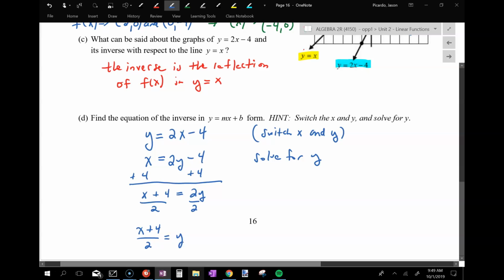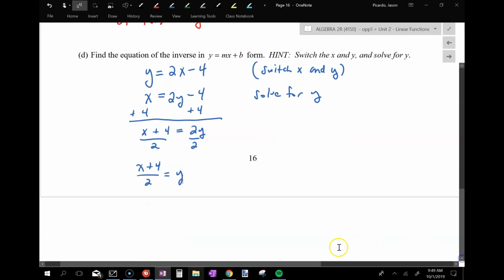Hey guys, real quickly, one more thing. If I wanted to change this y, what could I call this now? This is what kind of a function? This is the inverse, right? That's the inverse of f of x. Do we agree? Because how did I get it? I swapped the x and the y. So what can I call this? I can call this f to the -1 of x.